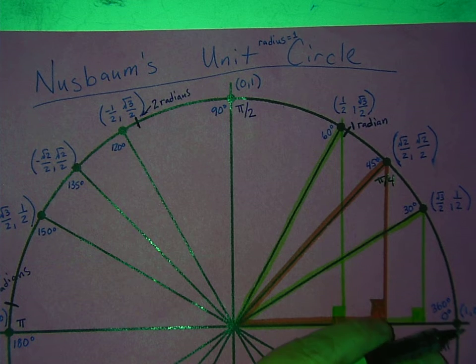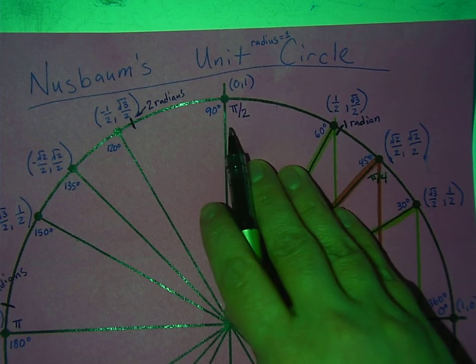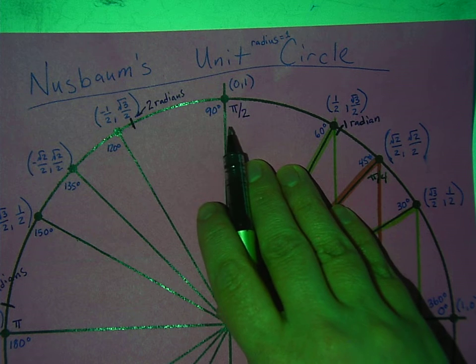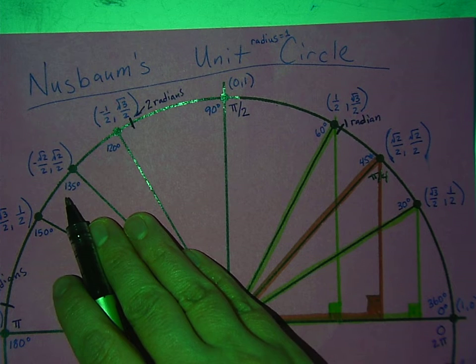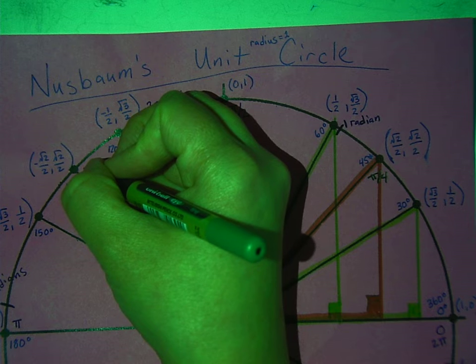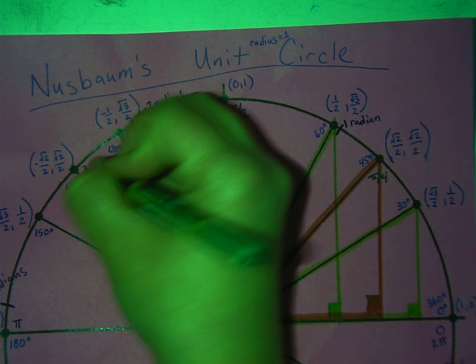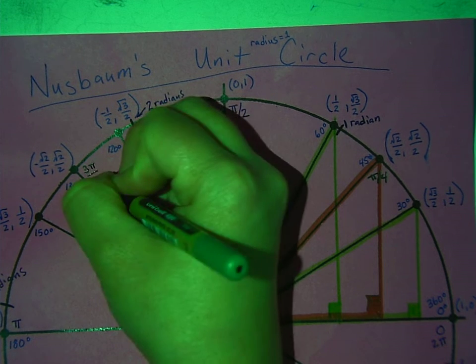Okay, 0 quarters, 1 quarter, 2 quarters reduces to a half. What's 135? 3 quarters, otherwise known as 3 pi over 4. Because remember, it's 3 quarters of pi.